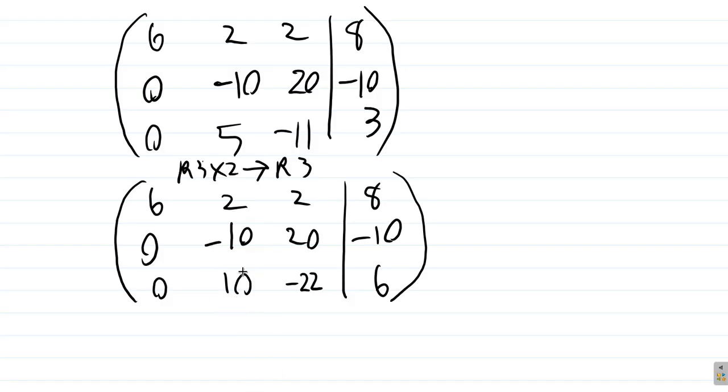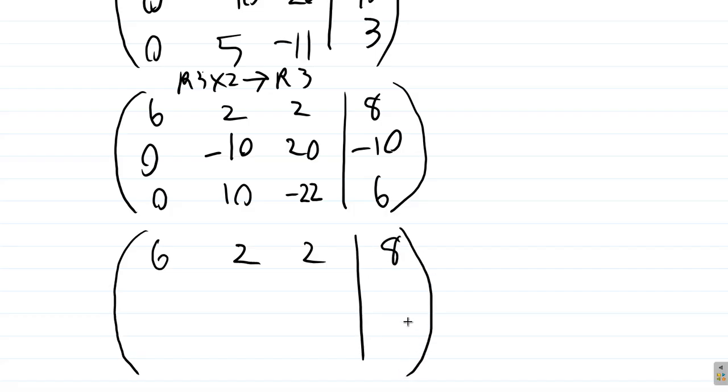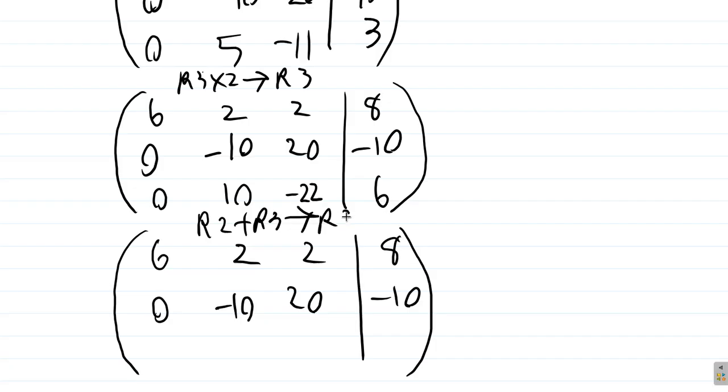And we could replace row 3 by that new row, and get a 0 right here. So let's do that. We have 6, 2, 2, 8. We keep row 2 as 0, negative 10, 20, negative 10. What now? We're going to say row 2 plus row 3 will give us our new row 3.